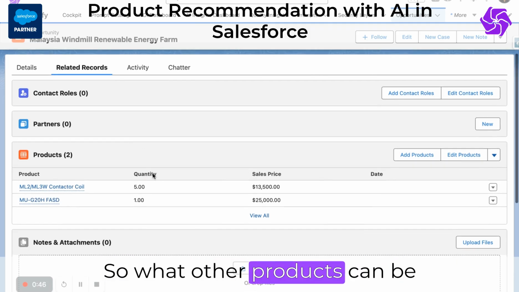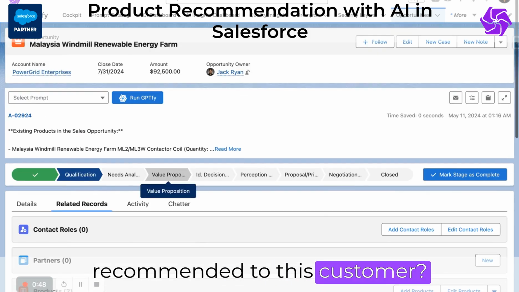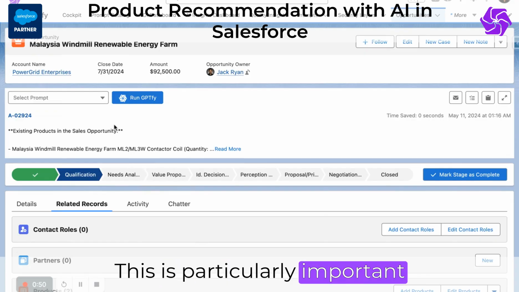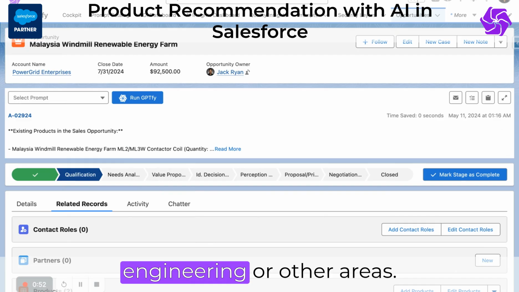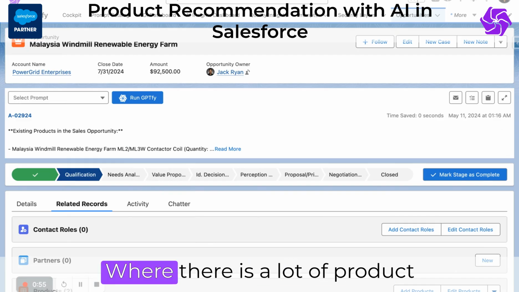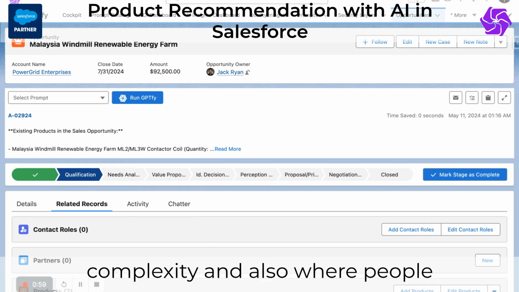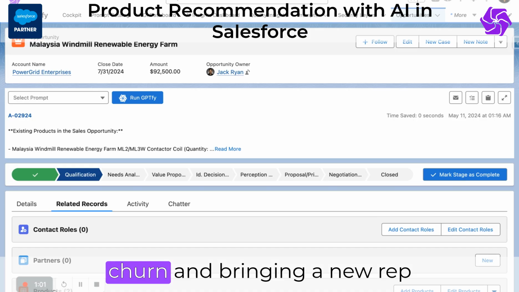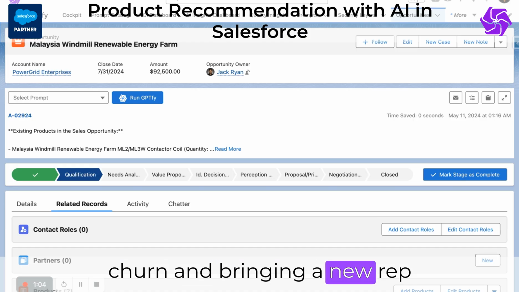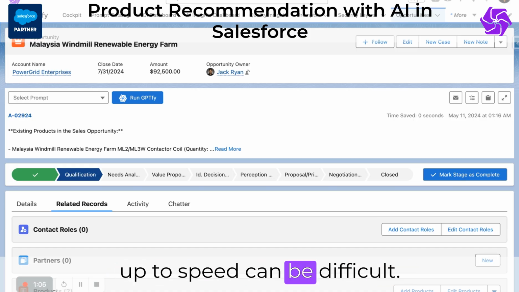So what other products can be recommended to this customer? This is particularly important if you are in industrial engineering or other areas where there is a lot of product complexity and also where people come and go. If you have a high churn, bringing a new rep up to speed can be difficult.